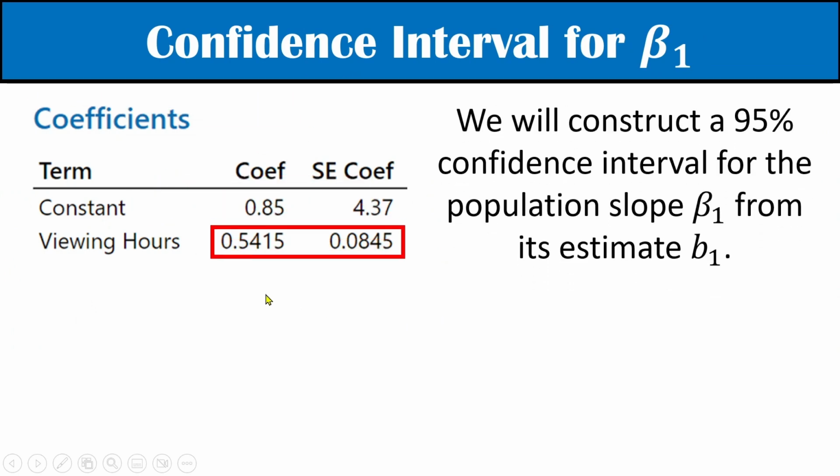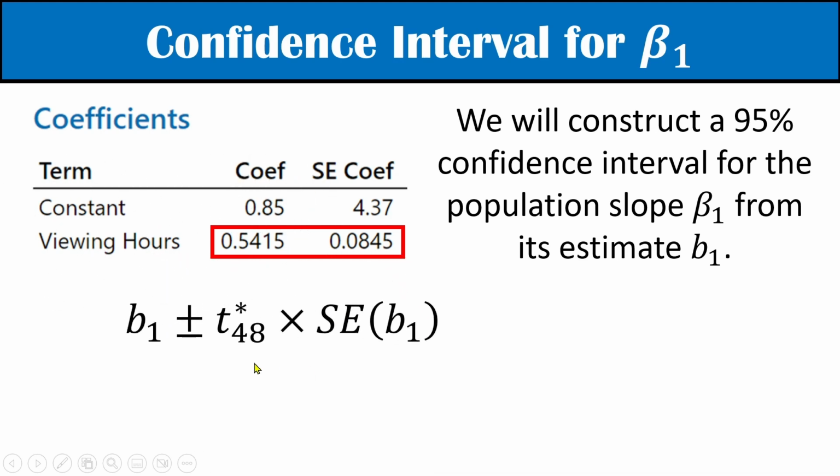Okay, so now the good news is everything we need to calculate the interval is in the table. So remember the form of a confidence interval, we're going to take a point estimate. So b1 is a point estimate for beta 1, and then plus or minus a margin of error. The margin of error has two parts. There's going to be a critical value taken from a t-distribution, and there's going to be a measure of uncertainty.